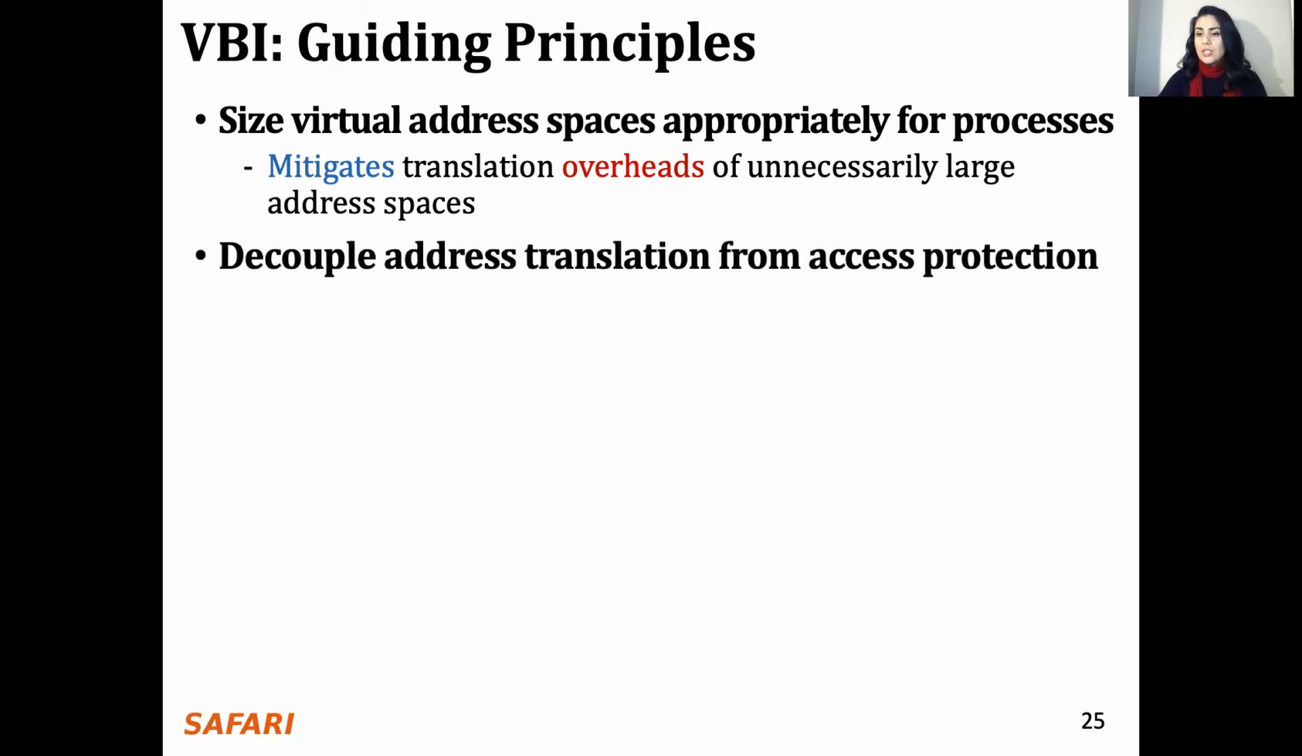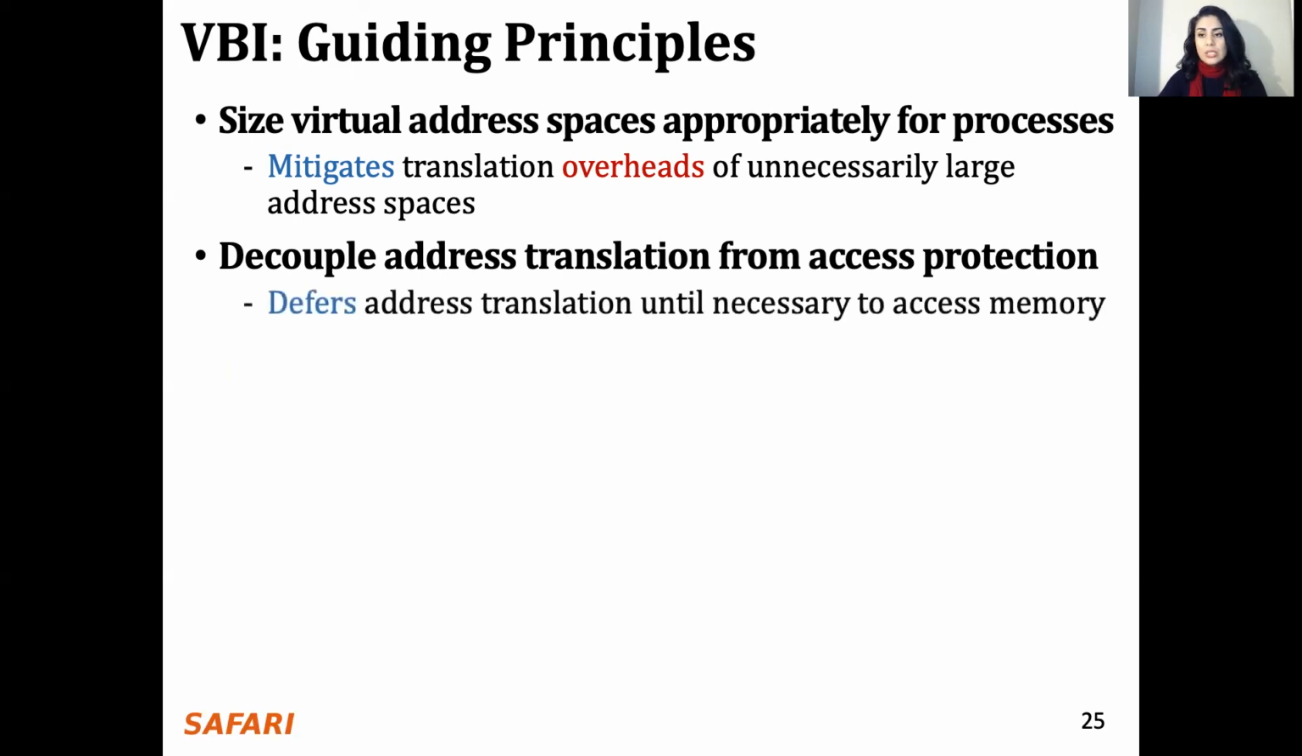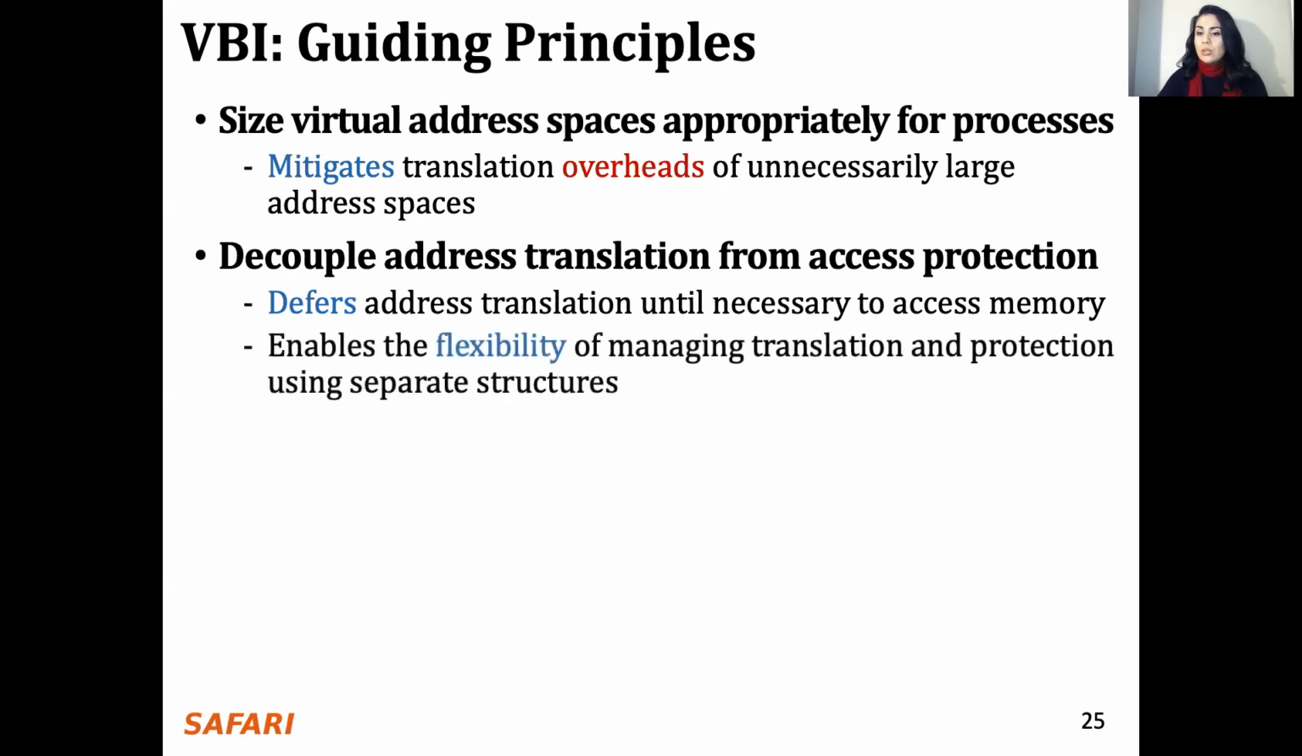Second, address translation should be decoupled from memory protection as they are logically separate. This enables opportunities to remove address translation from the critical path of an access protection check and to defer the translation until the physical memory must be accessed, which results in lowering the overall overheads of virtual memory. It also enables the flexibility of managing address translation and access protection using separate structures customized to their characteristics.